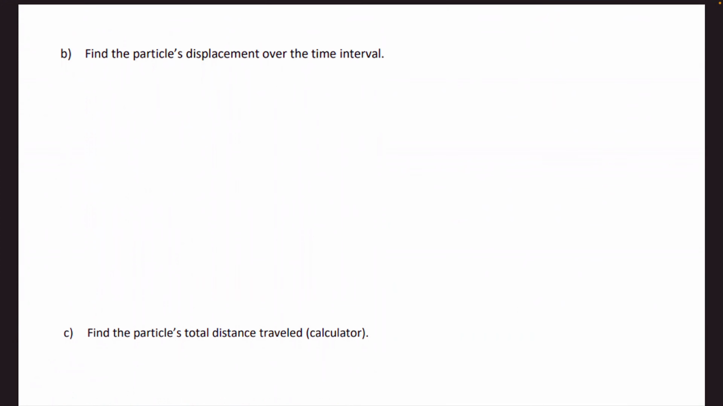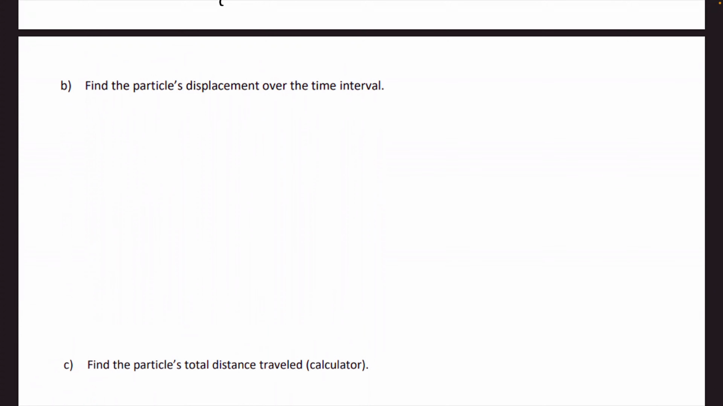We got part B. So remember, the interval is from 0 to 2. Okay, so that says find the particle's displacement. That word looks familiar. Over the time interval. So how do I find displacement? What did it say to do to find displacement? How far from the starting point? Integral of velocity. There you go, integral of velocity, right? Displacement is integral of velocity.